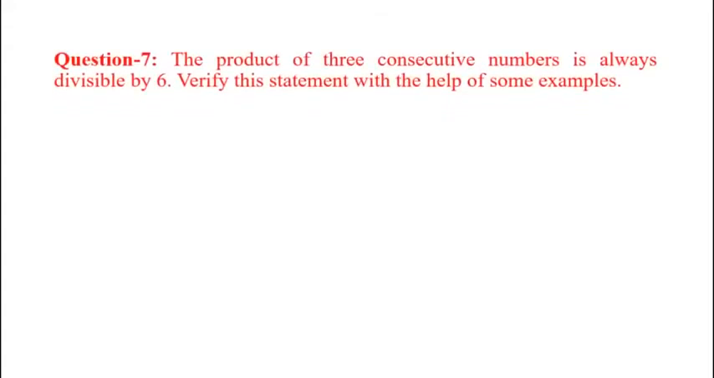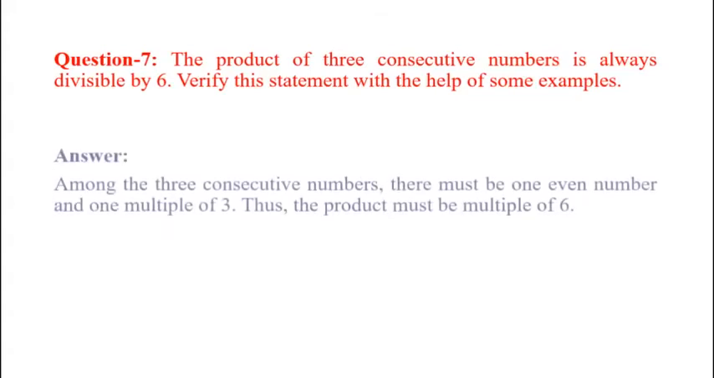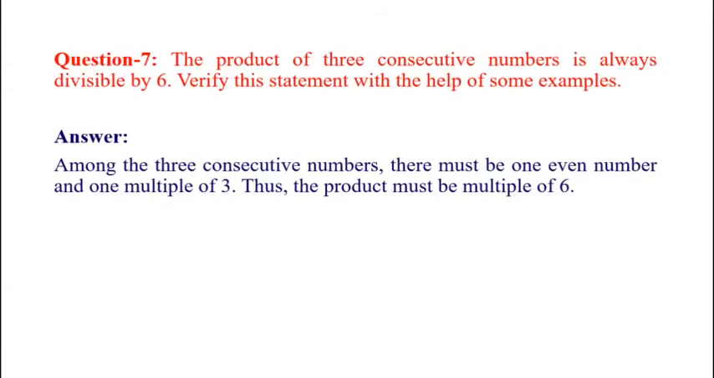Question number 7. The product of three consecutive numbers is always divisible by 6. Verify this statement with the help of some examples. Answer. Among the three consecutive numbers, there must be one even number and another one is a multiple of 3. So, the product must be a multiple of 6. We know that if a number is divisible by 2 and 3 both, then it is also divisible by 6.